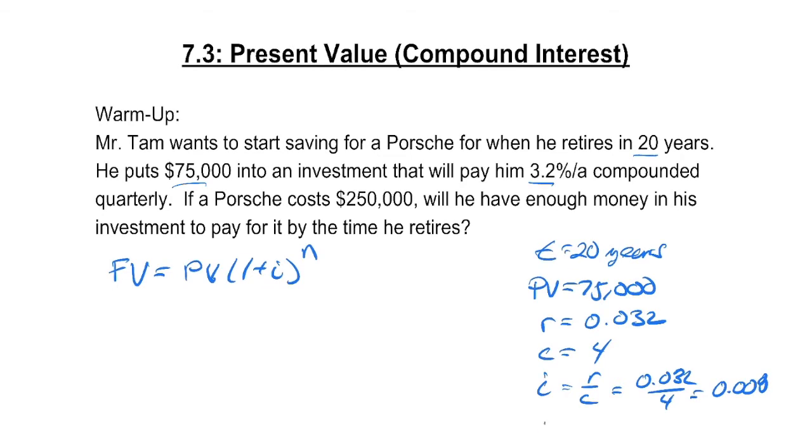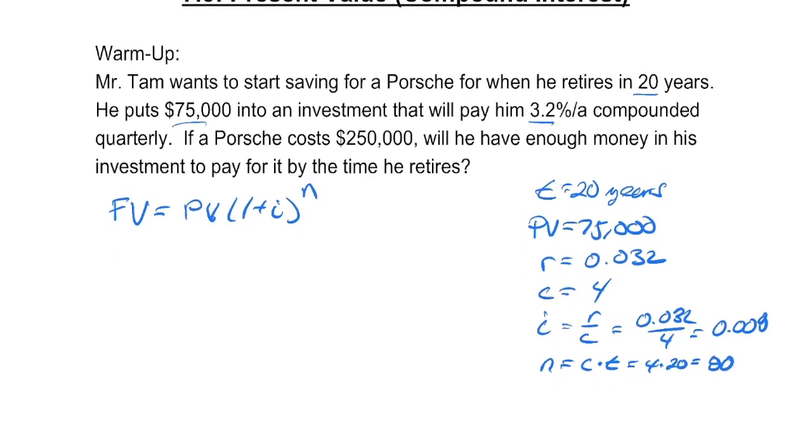And finally n, the number of interest payments we get, is going to be C times T, which makes sense. The number of interest payments per year, that's what compounded quarterly means. And then we have 20 years, so this is going to be 4 times 20, which is 80. So there's going to be a total of 80 interest payments during that time.